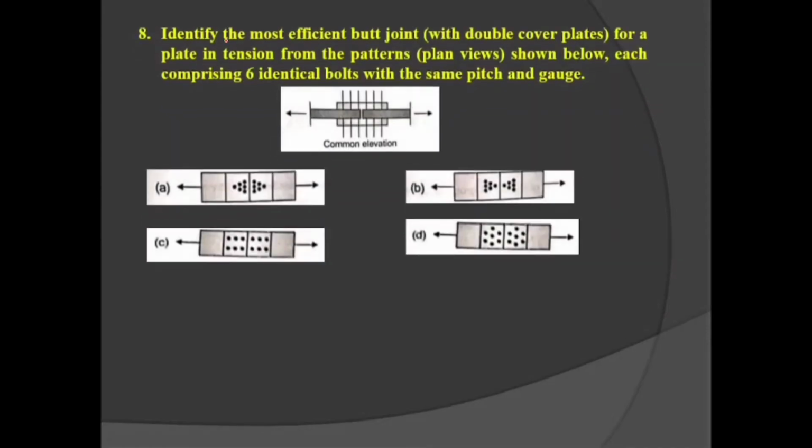Question number 8. Identify the most efficient butt joint. As we know, my dear students, the most efficient joint is that joint which gives the maximum value of PT. PT value will be maximum when fewer deductions are there at the critical sections. Likewise, at this particular section and at this particular section, these are the critical sections. So we can say that PT value is minimum in chain riveting, and in diamond riveting, PT value is maximum. So our option number A is correct: the most efficient butt joint with double cover plates.